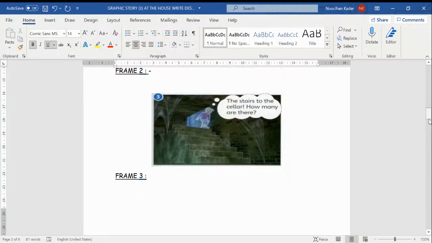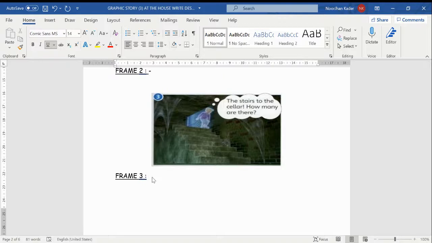When Misty goes into the big old house and finds the entrance to the cellar, what can you see? Is there any sentence which is actually a description of something? So you can see here the stairs to the cellar. How many are there? This is actually a descriptive sentence. The stairs to the cellar. How many are there? This is a question which follows the description. So this is an important sentence. So this is a description.